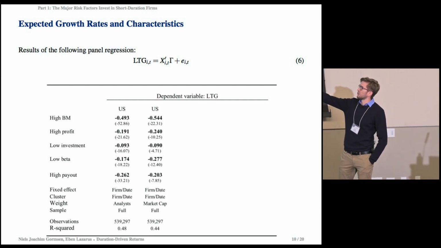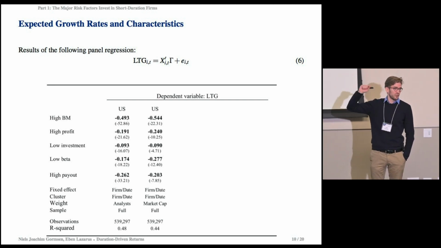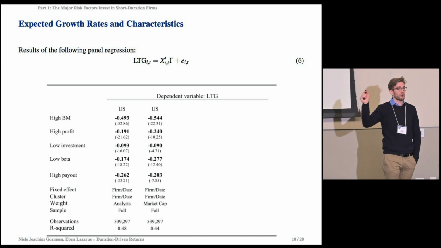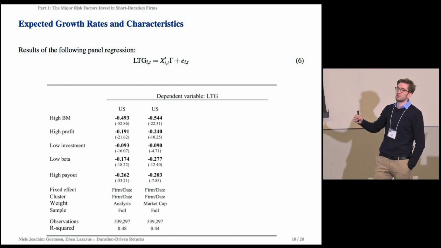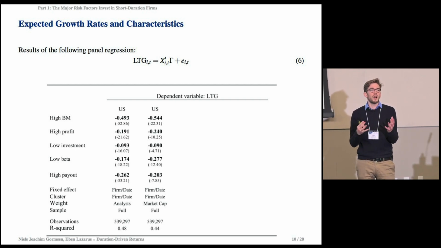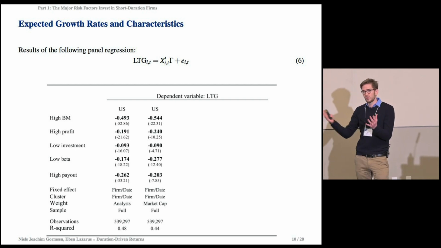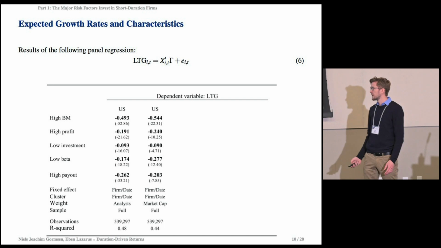We also do the univariate correlations, which I don't show you here, and long-term growth rates are also negatively correlated with each of the characteristics. But we think it's very cool that it's negatively correlated to all these characteristics because it helps explain how all of the characteristics can help predict returns if they all help predict growth rates.